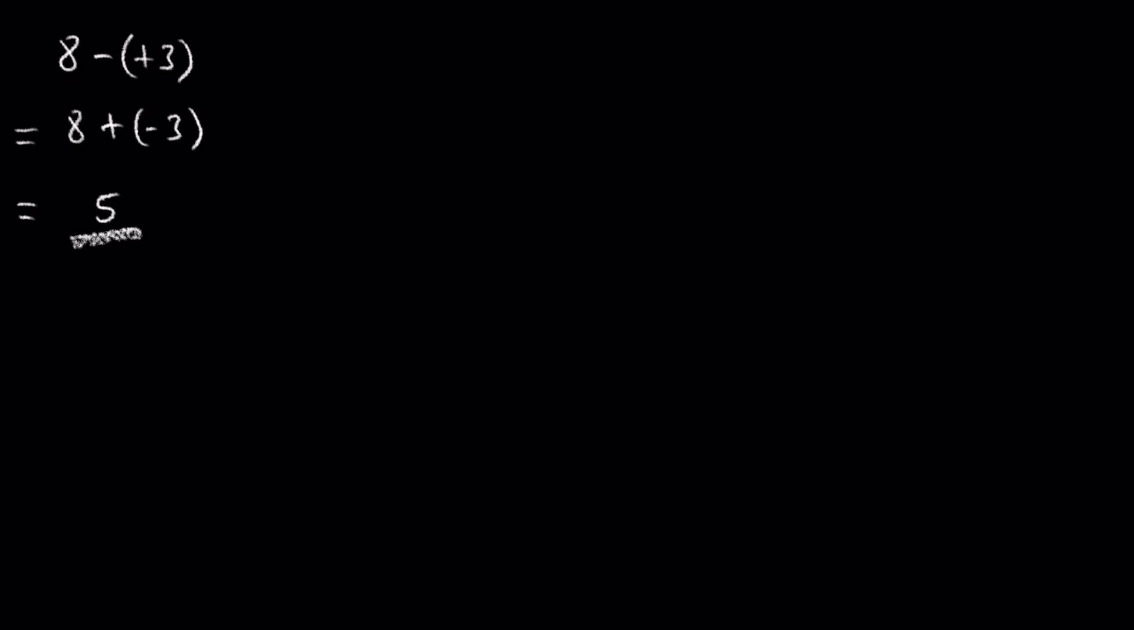Let's look at this example. Negative 17 minus 12. Subtracting integers means to add the opposite of the second number. So we get negative 17 plus negative 12. Add the two numbers as if they were positive, and then attach the negative sign.